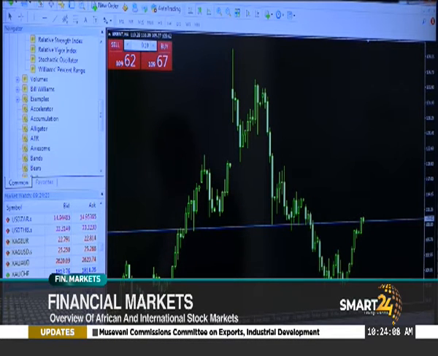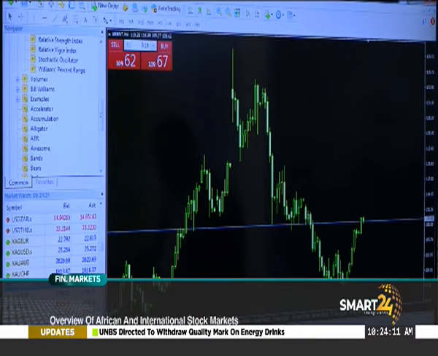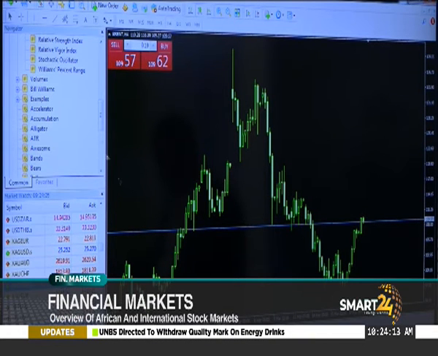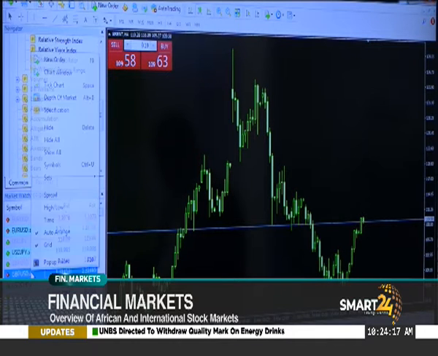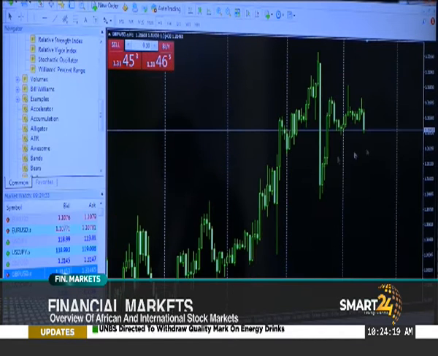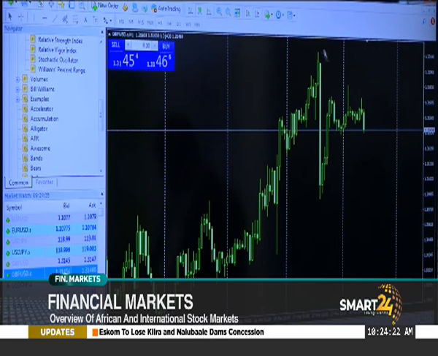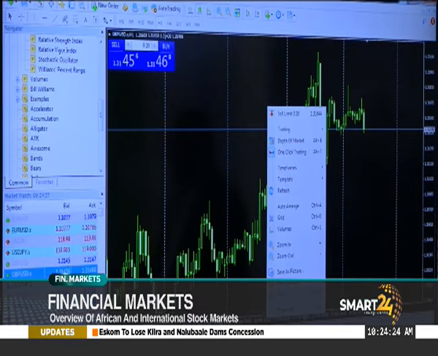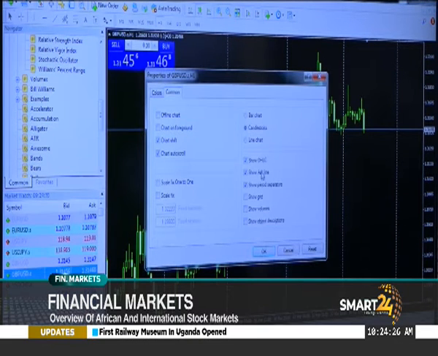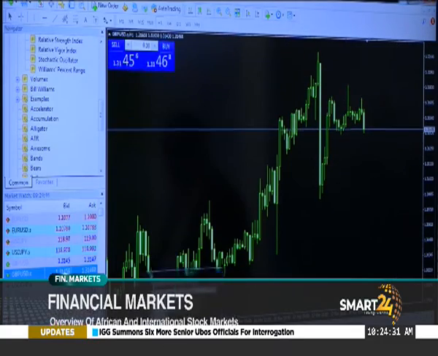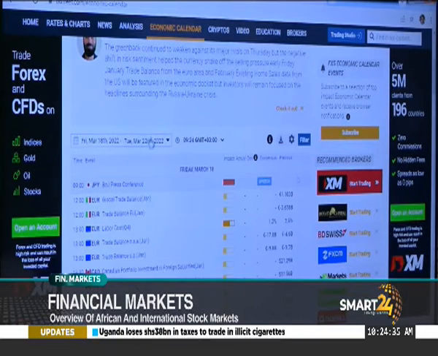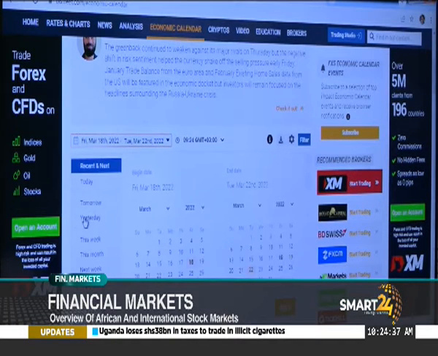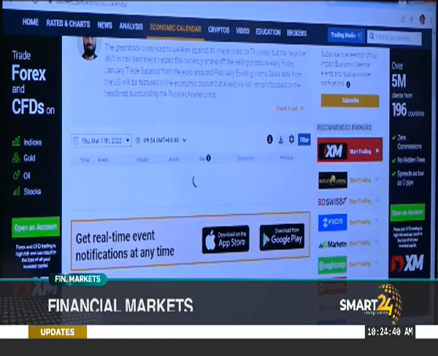Okay, so let's look at the GBP USD. It's a chart of interest, especially with yesterday's events. That was the drop yesterday with the interest rate decision. Let's take a look at that event, because it's very, very important. Just click on yesterday and then you apply.